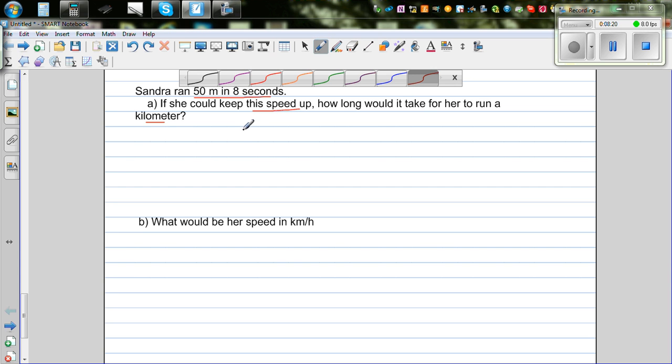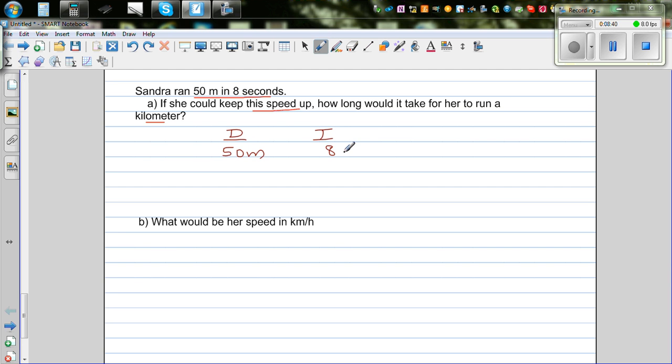So the question is, let me write distance and time. D for distance and T for time. Okay, so we know 50 meters she could run in 8 seconds. So the question is, 1000 meters would take how many seconds? That's the question. So let's think in a proportional manner.